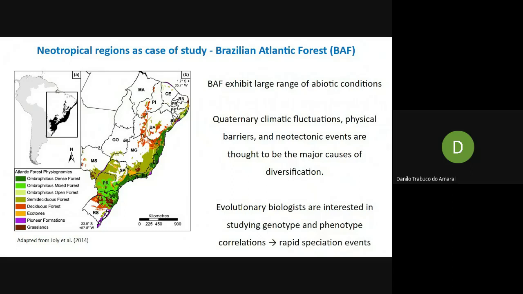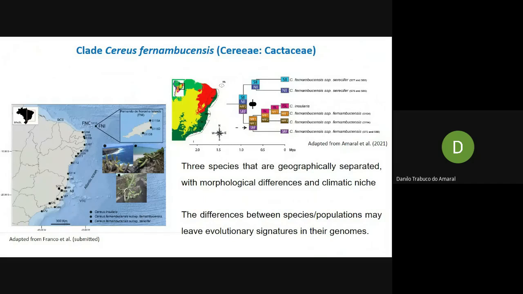And for us, as I told before, evolutionary biologists, we are interested in understanding these events that promote diversification, but we also try to understand some correlation between genotype and phenotype, mainly associated with rapid speciation events. And for that, today I bring to you the clade Cereus fernambucensis, which is a cactaceae species widely distributed in the Brazilian Atlantic forest from the southern portion to the northeastern portion.